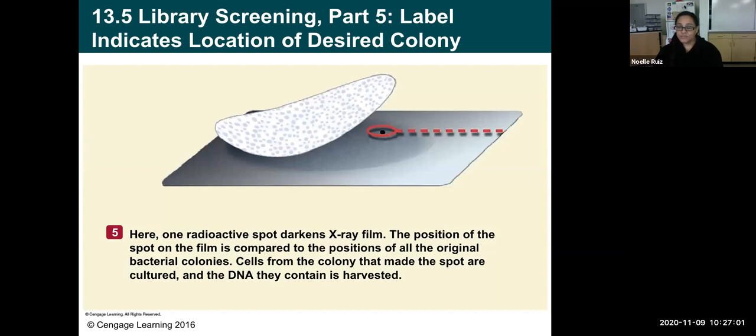And it's radioactive, so you take an X-ray. So here, one radioactive spot darkens the X-ray film. The position of the spot on the film is compared to the positions of all the original bacterial colonies. Cells from that colony that made the spot are cultured, and the DNA they contain is harvested. So we can tell just from the radioactive probe, that's the spot we want. So we're going to take that spot and harvest that DNA.